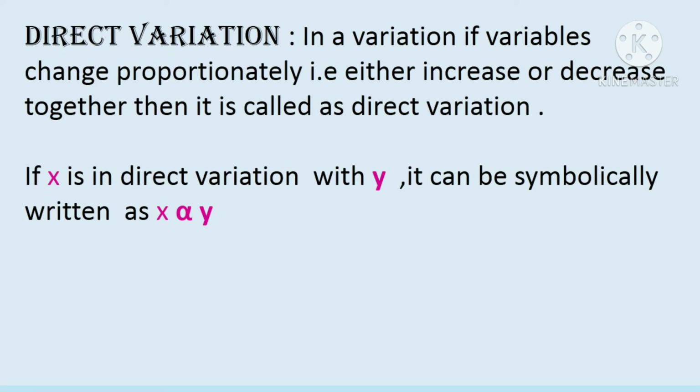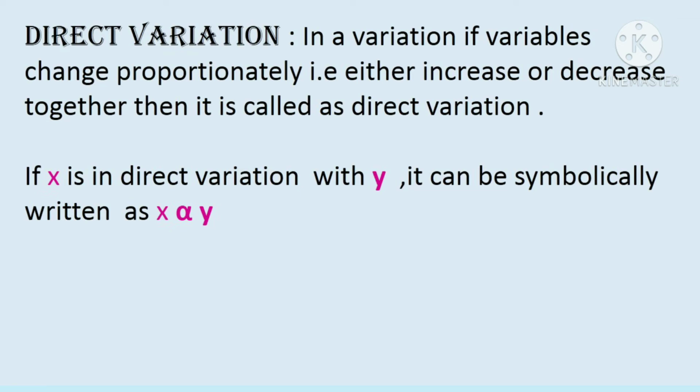Now, let us see what is direct variation. In a variation, if variables change proportionately, that is, either increase or decrease together, then it is called direct variation. Now, if x is one quantity, it is in direct variation with y. It can be written symbolically as x varies as y. This symbol that you see is the Greek letter alpha that is used to denote variation. This you will read as x varies as y.